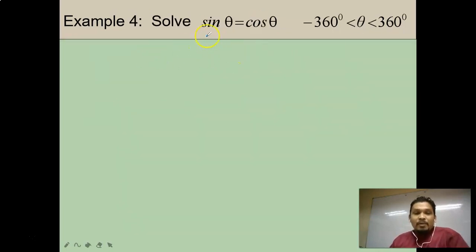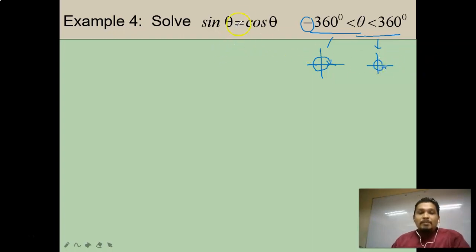Now for this example, theta is in between negative 360 and 360. Let's take a look at the first one. Just imagine that. Negative 360 begins from here. Negative means clockwise direction. Negative 360, and the next one here, anti-clockwise direction.